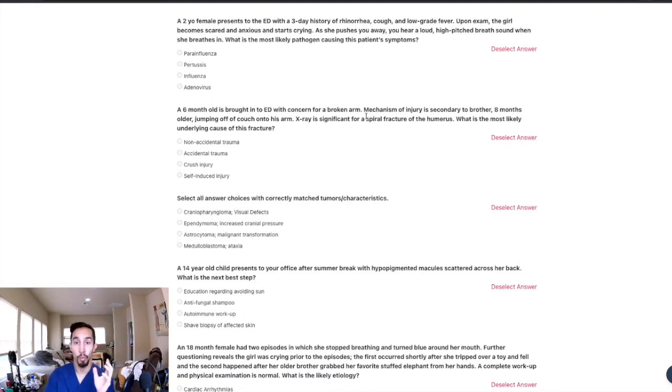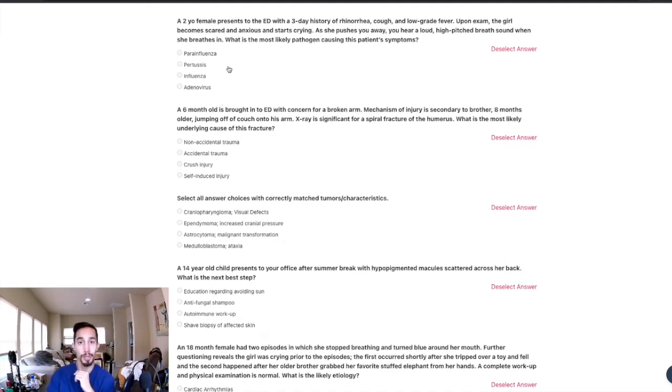So you need to know what symptom is specific that's going to lead you to the proper diagnosis. So in this case, it would be that high-pitched breath sound. And what does that make you think of? Right, stridor. And so which one of these would you consider the pathogen that leads to the stridor? Which one of these pathogens most likely is associated with that stridor, as well as generalized URI symptoms? Is the answer parainfluenza, pertussis, influenza, or adenovirus?